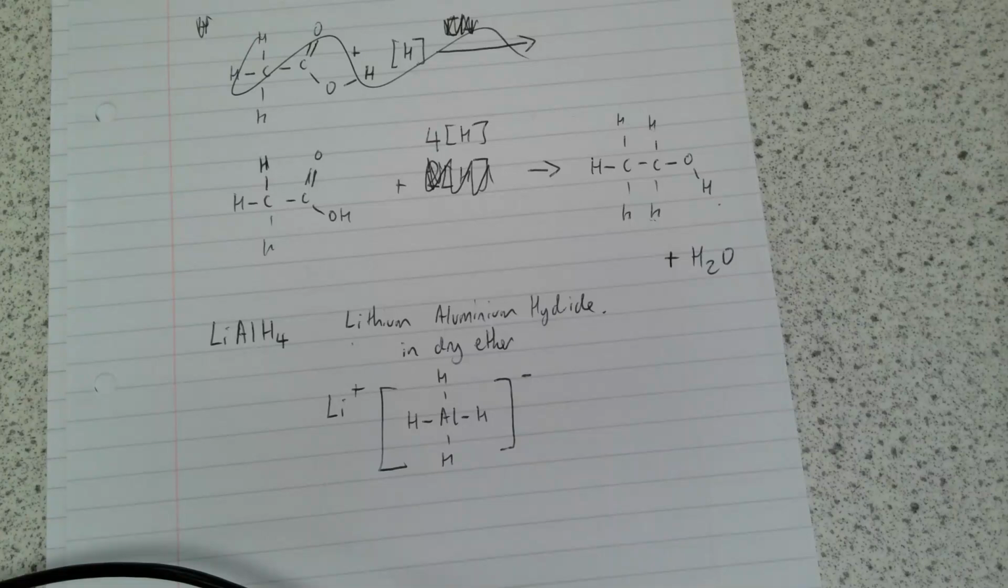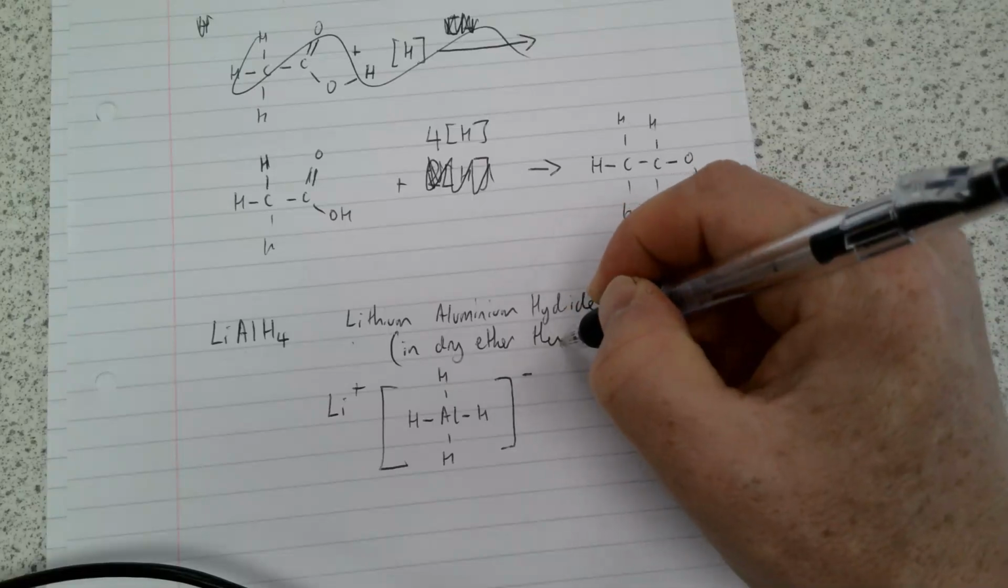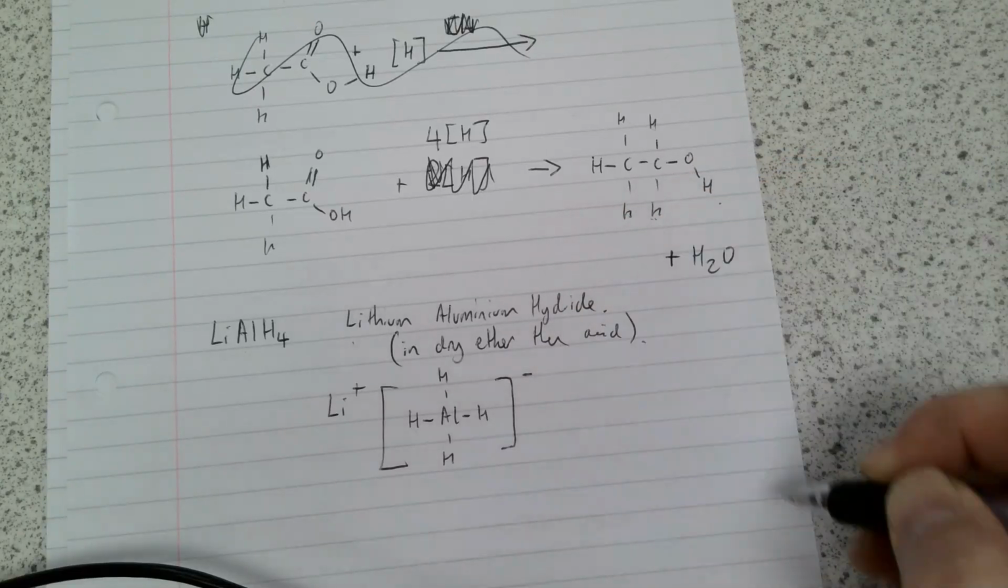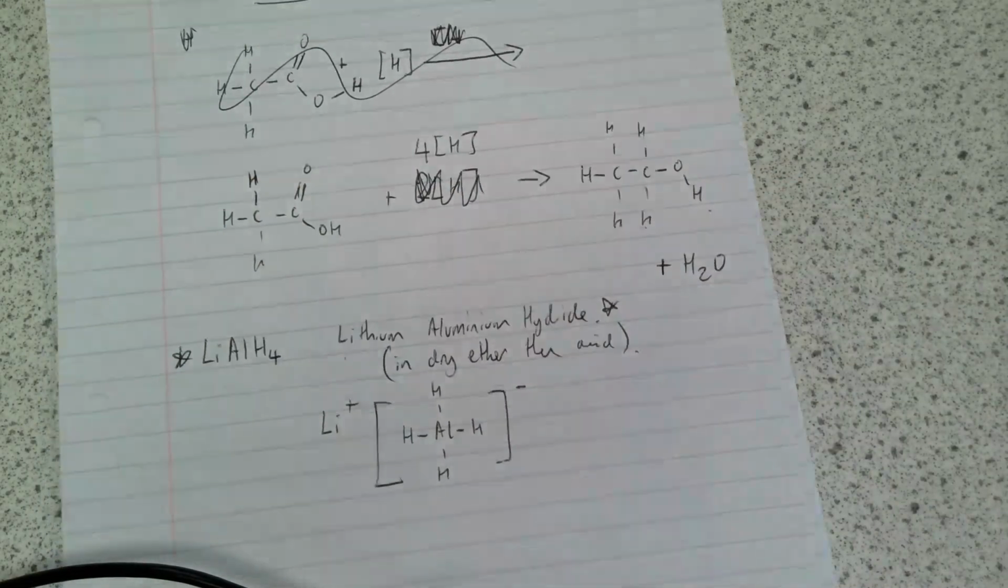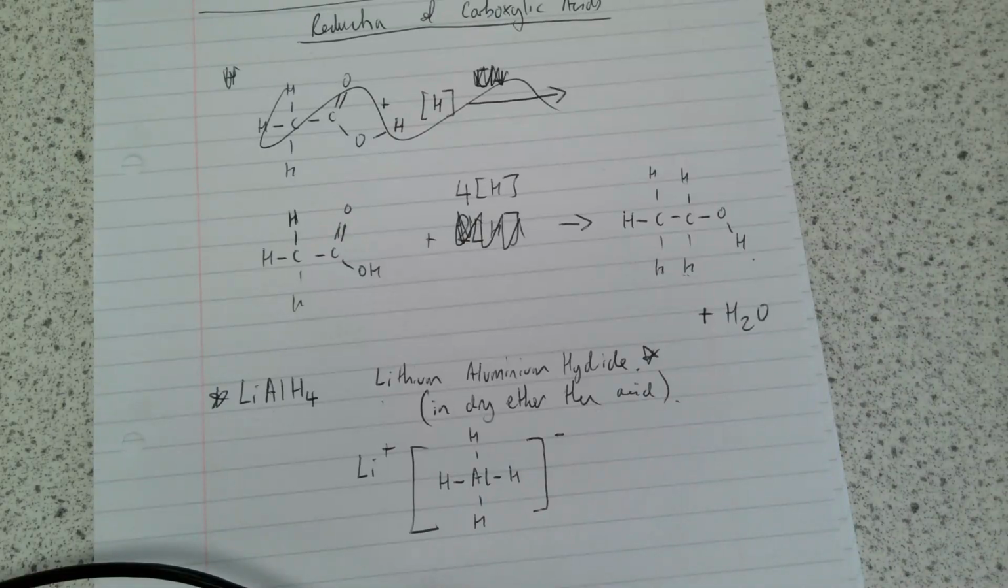You don't need to know the conditions, which is nice. You don't need to know the conditions for that. So that's that. You need to do it in dry ether. All you need to know is lithium aluminium hydride. That's it. Okay, there we are. So that's reductions, and we'll do practical using sodium borohydride in the new year. And so I'm just going to stop that there.